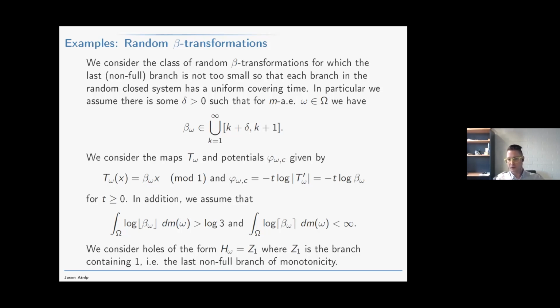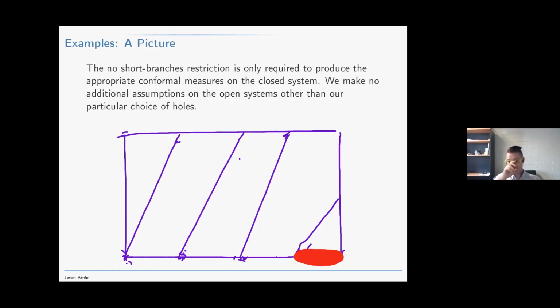Now, on the holes, depending on what you want your hole to be, you may or may not have some additional assumptions. But if we just focus on holes where the hole is that last branch, that is the branch that contains the point 1, then everything will apply. So the picture that you should have in mind is our maps look something like this, where all of our branches should have the same slope, which is hard to draw, so please forgive me on that. But our hole is always going to be this full last branch, and that branch we're assuming is not too small.